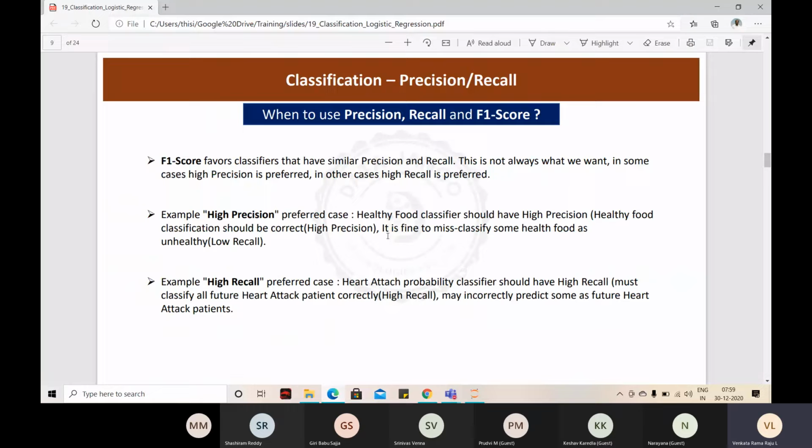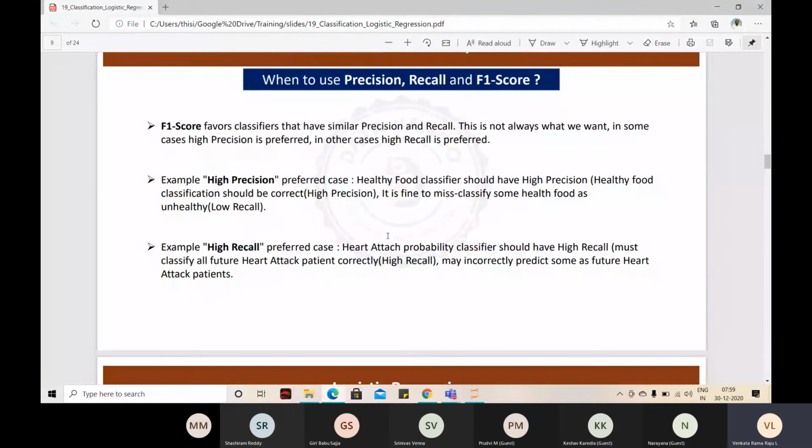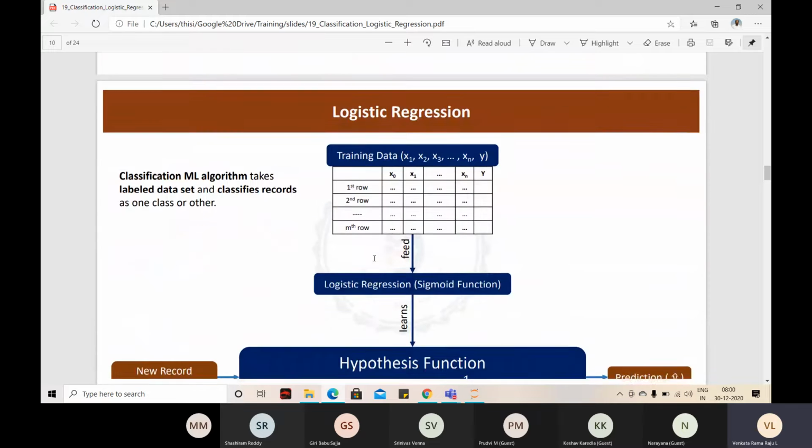So far, are we good? Some business scenarios expect high precision, some expect high recall. The business user may come and say, I care more about the prediction; the positive prediction should be correct. That means precision should be high. Otherwise, I cannot make a statement right now, so high recall is needed. So far you're good, right?